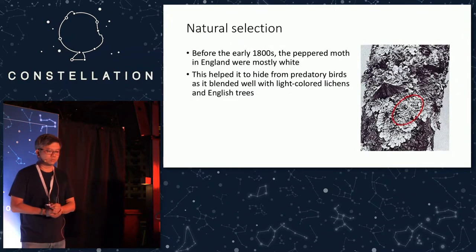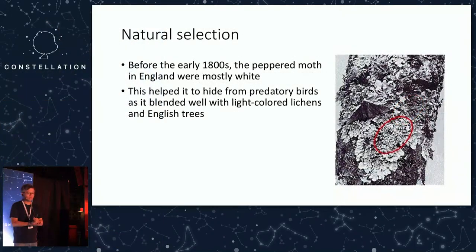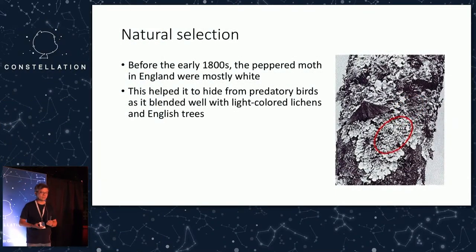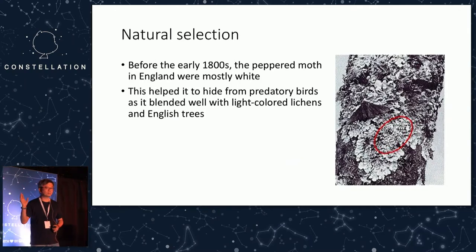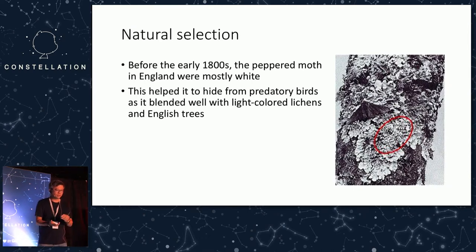What is natural selection? So this is an example of what natural selection is. In the early 1980s, the peppered moth in England were mostly white, right? So this is an example. Can you see where the moth is? Can you see where the black moth is? Yes? Can you see where the white moth is? If you can't, that's where the red oval is, right? That's where the white moth is. So this actually helped it to hide from predatory birds because it blended well with the trees and the lichens. And so they survived.